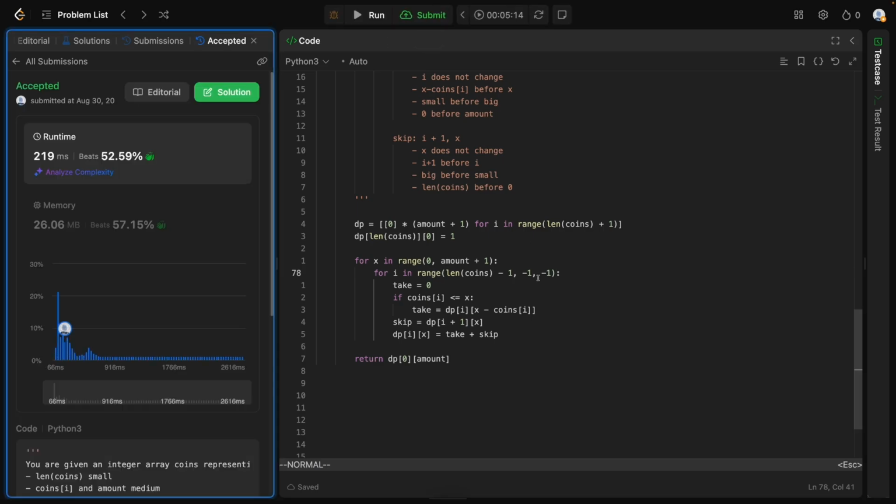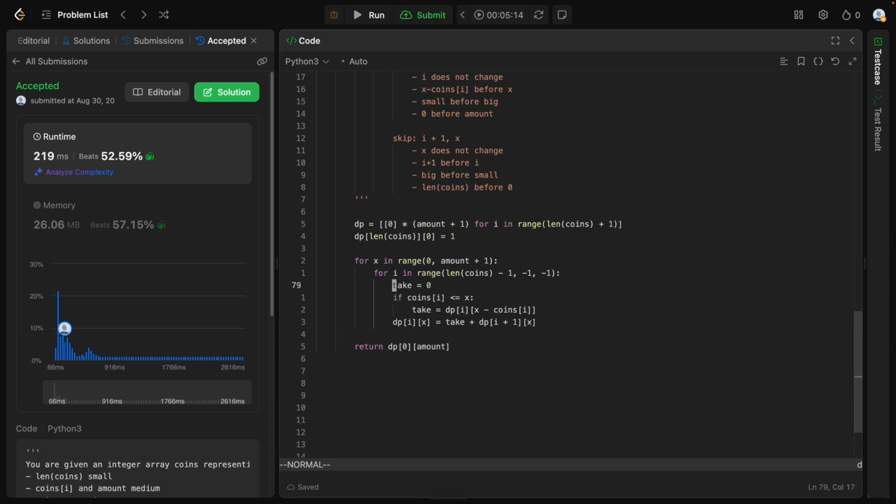Another thing I'll do is remove these names, take and skip, and just move their values directly into the assignment. So I'll replace skip, and then take is just a conditional add, so I can get rid of this 0, and just plus equals it if the condition is true.